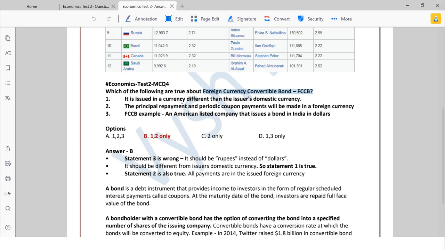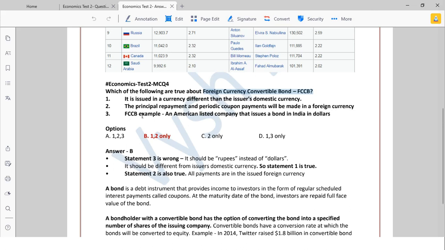It is issued in a currency different than the issuer's domestic currency. Okay, that is actually true. And that is why, if you see here, the name itself is foreign currency. So that is a true statement. Second one, the principal repayment and periodic coupon payment, that is the interest payment, will be made in a foreign currency. Okay, so that is also true.